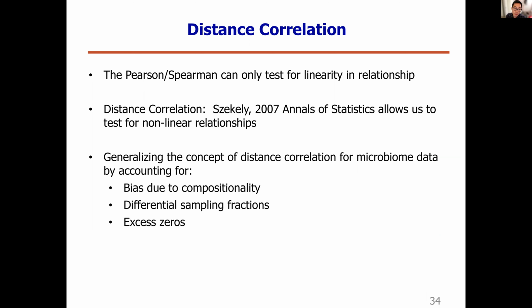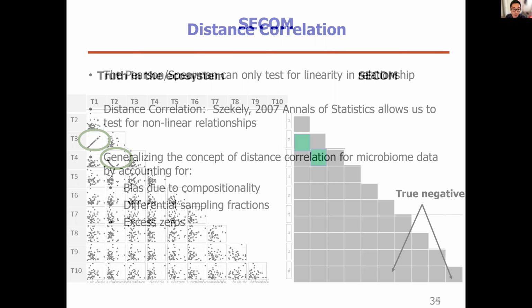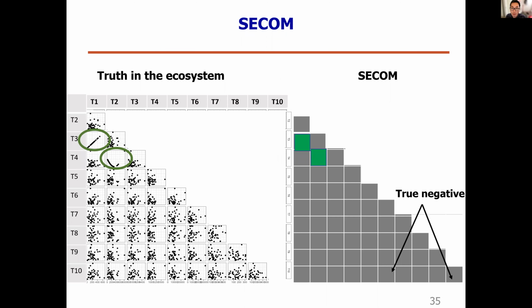So our method generalizes the concept of distance correlation for microbiome data, while also accounting for the features of the microbiome data, to detect both linear and nonlinear relationships. The model setup is very similar to ANCOM-BC, so I will skip the details here. Let me show you the results of our method, which is called SECOM, the sparse estimation of correlations for microbiome data.